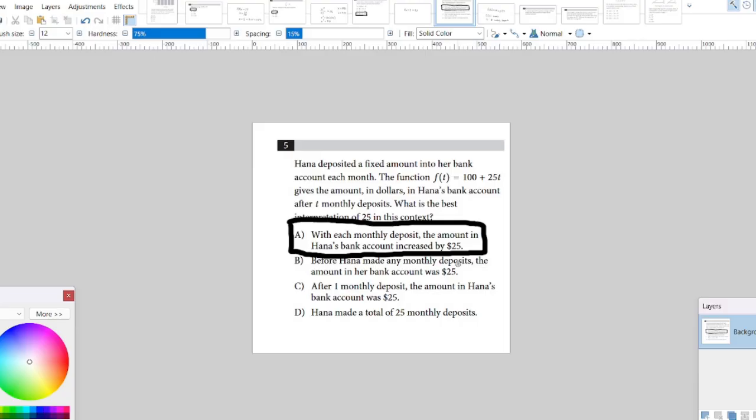Before Hannah made any monthly deposits, the amount in her bank account was $25. Nope, that's what 100 is. After one monthly deposit, the amount in Hannah's bank account was $25. That's first of all not true, and second of all, that's not what 25 represents. If you had one monthly deposit, you would have $125 in the account. That's 100 plus 25. Hannah made a total of 25 monthly deposits. Nope, that would just mean that T is equal to 25. Okay, so 25 here represents the amount that the account is increased by with each monthly deposit.